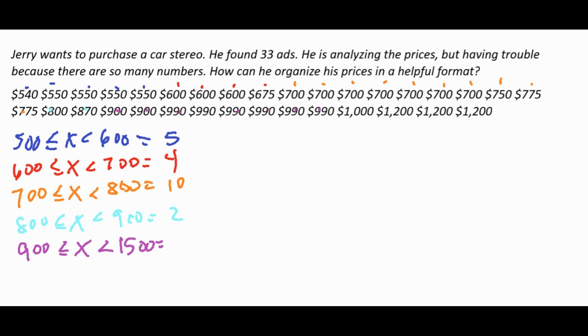So by organizing the data to look at the frequency in these ads, now you have a budget that you can be realistic about. On the last one, I just spread it out between $900 and $1,500, but you could have done it from $900 to $1,000. You could have broken this up however you wanted. But now you've broken the data up into pieces that are a little more manageable than looking at a bunch of numbers.